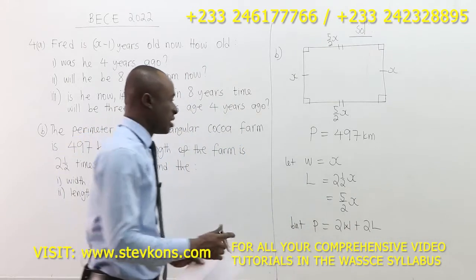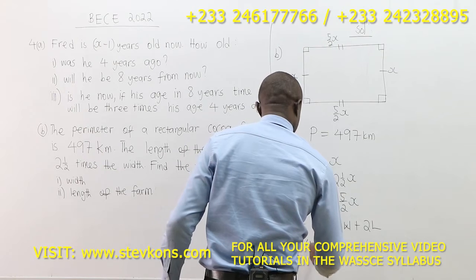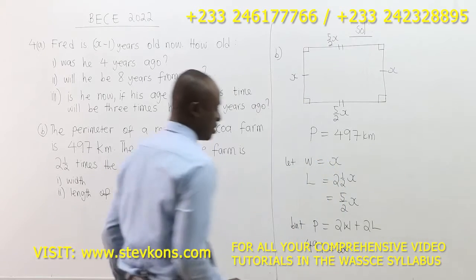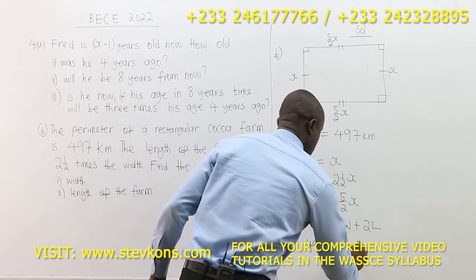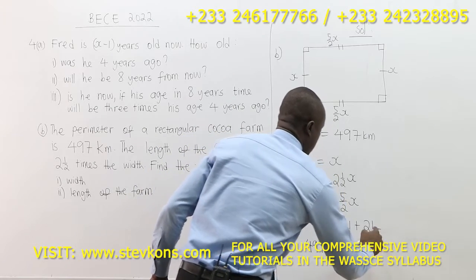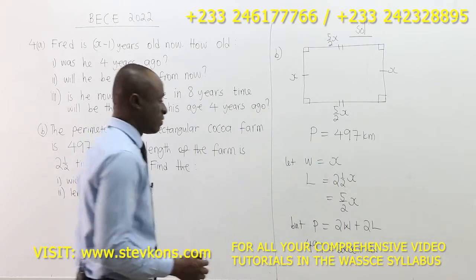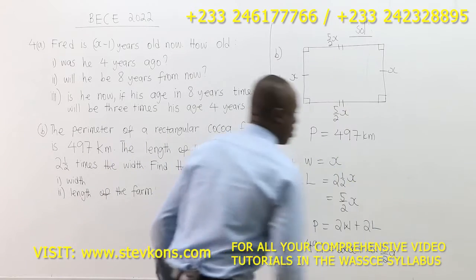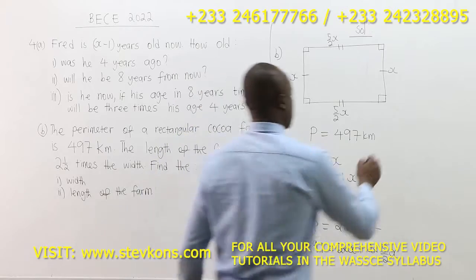Now what is the perimeter? Perimeter is 497. 2 times the width. Now what is the width? The width is X. Plus 2 times the length. What is the length? The length is 5 over 2X.